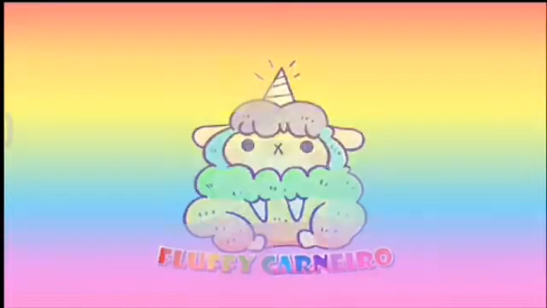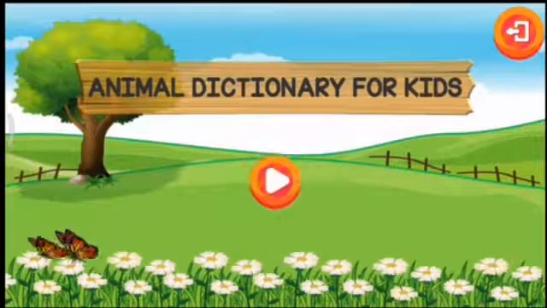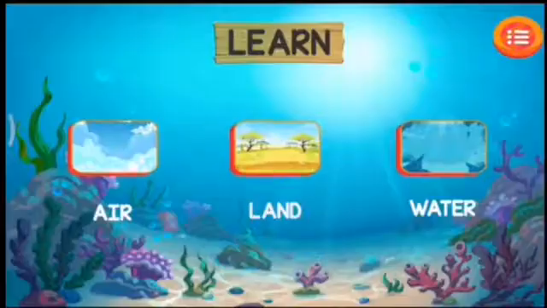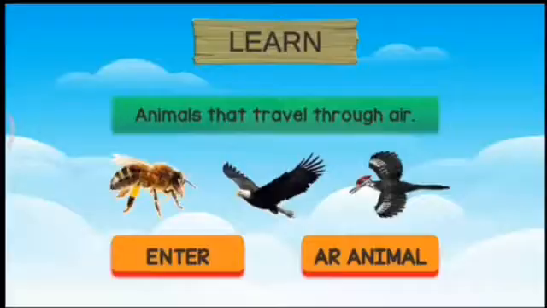Firstly, run the application. Click on the play button. Choose the menu you want. Please select Animals category. Select the category of the animals, such as animals that travel through air. Enter.